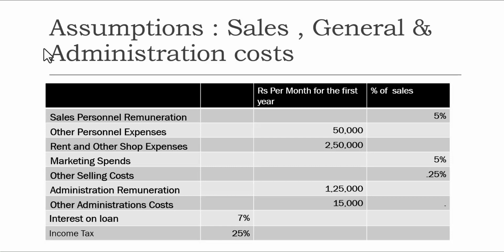Then interest on loan, 7% we have already taken. Income tax, 25%. Okay, fine. So these are some basic assumptions. It may not look very, very realistic, but just to have some numbers so that we can make a plan, and then we can always fine tune it and make it according to what it should be.